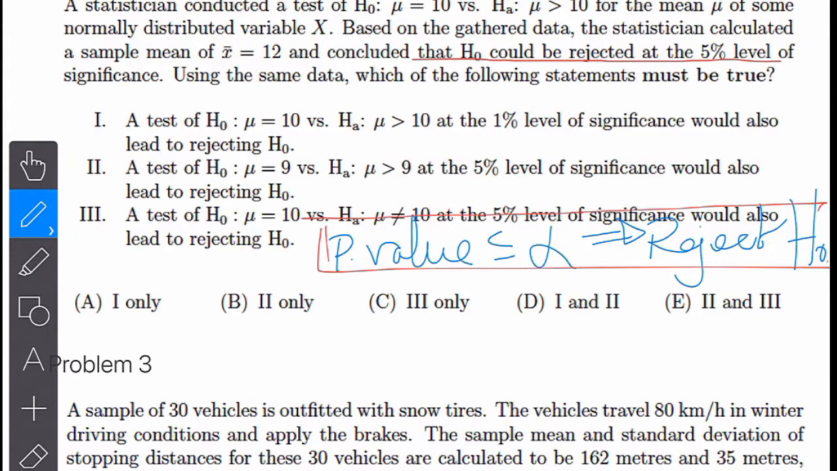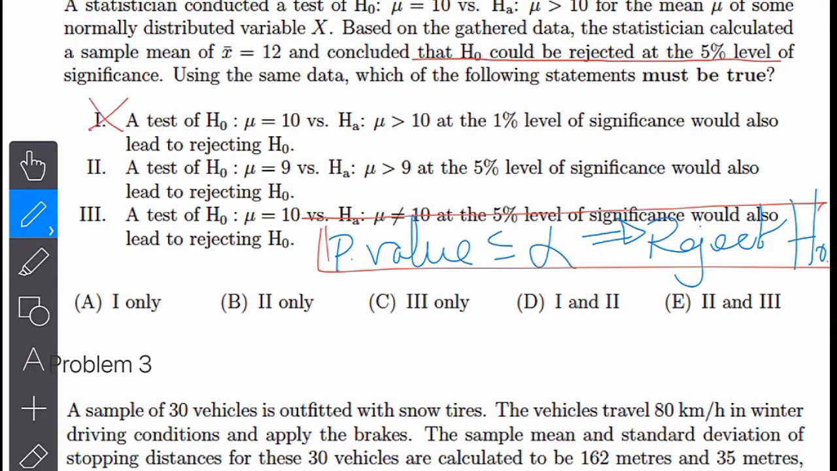So here are some statements. Let's see which ones hold. A test that was repeated, but at a 1% level. So if you reject at 5, in other words, if it's less than 5, is it necessarily less than 1? No, right? Because it's just less than 5. It's not necessarily less than 1. So it could have been 4%, for instance. That's not less than 1. So this is not true.